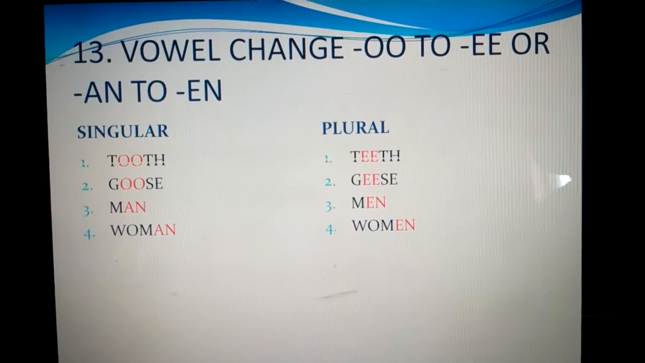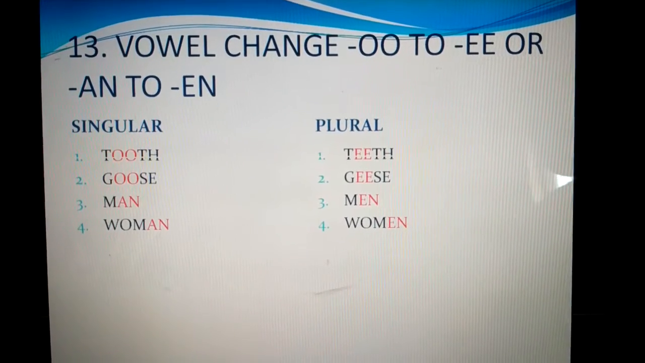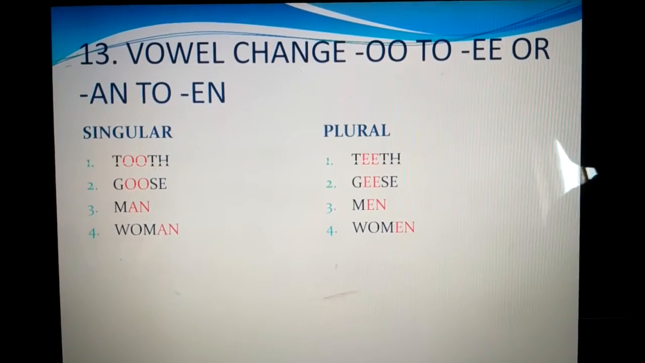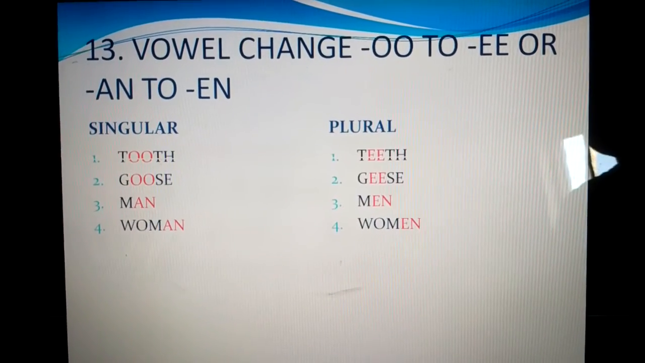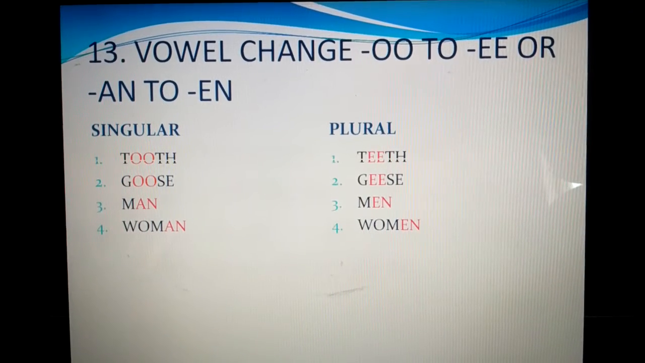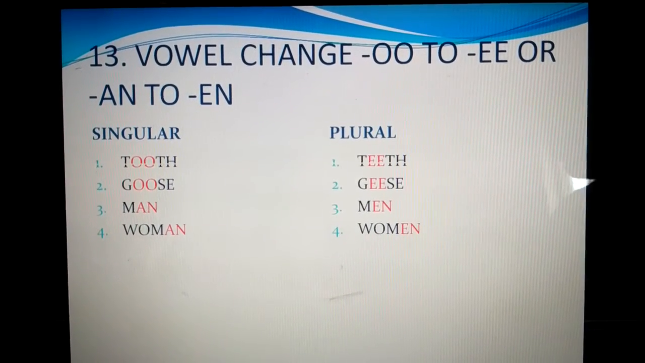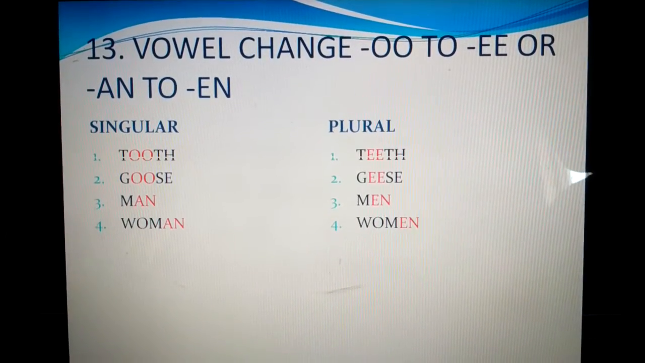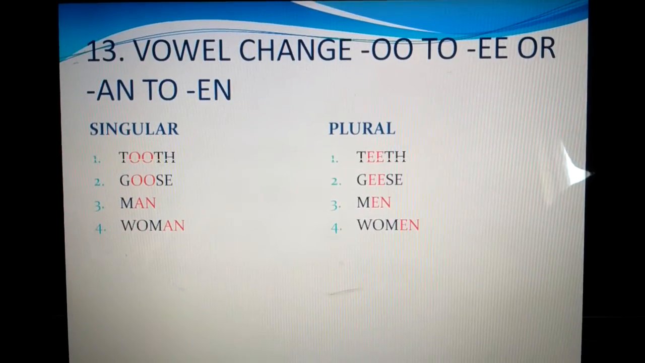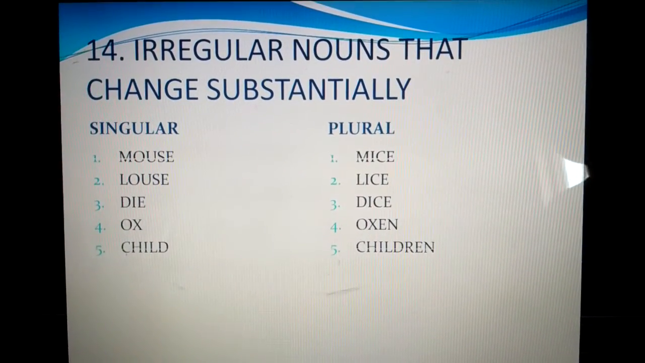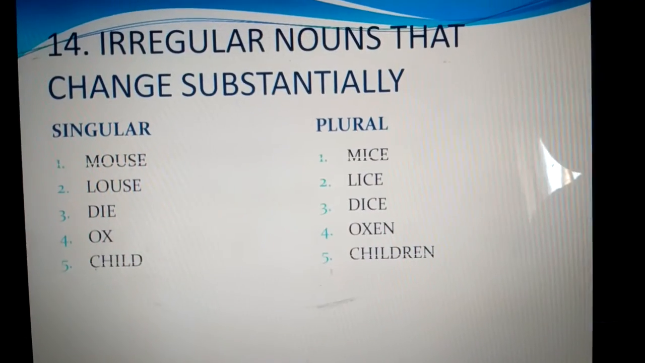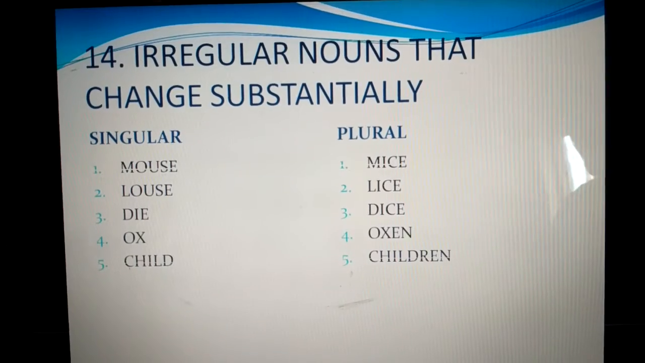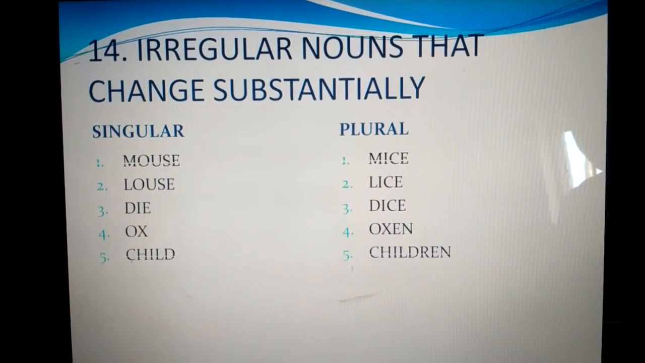Then point number 13, vowel change. In interchange, it's also called vowel change. OO becomes EE, and AN to EN. Look at there. Tooth, teeth, goose, geese. OO becomes EE, and man, AN becomes EN. Man, men, woman, women. Then irregular nouns that change substantially. Mouse, mice. Louse, lice. There is no specific rule. Die, dice. Ox, oxen. Child, children.